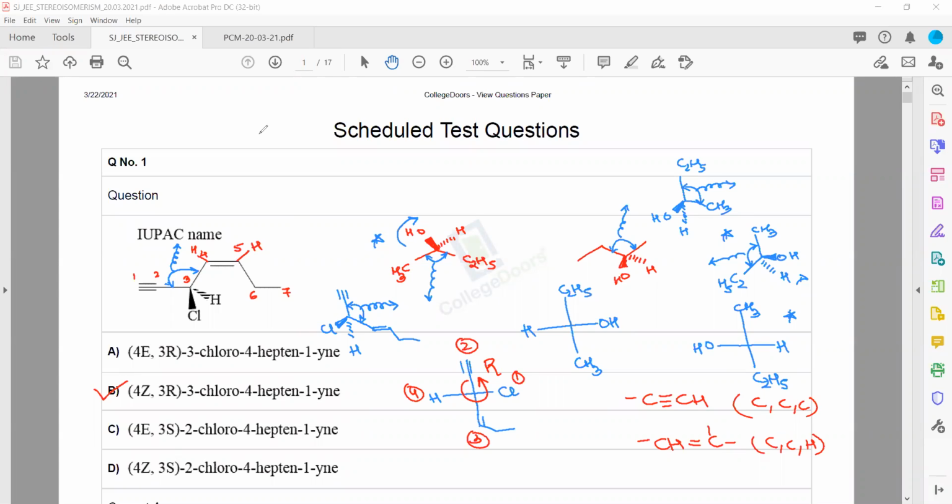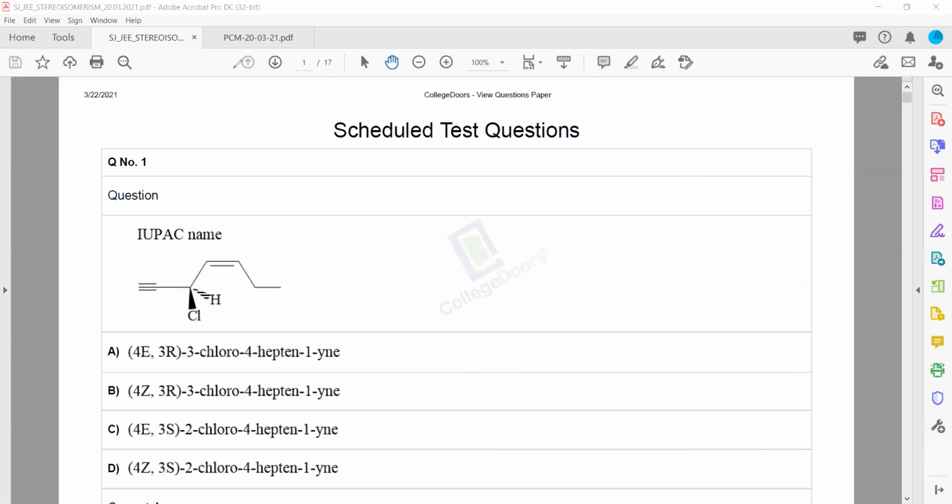Once again, I repeat that if this type of dash-wedge projection is given, a simple trick is you rotate it and convert it into a normal standard projection. And in that, the angle between the bonds lying in the plane is to be visualized. If it is on the left, the solid wedge will be on the left. If it is on the right, the solid wedge will be on the right. Got it? Apply this simple trick and you will always get the correct answer.